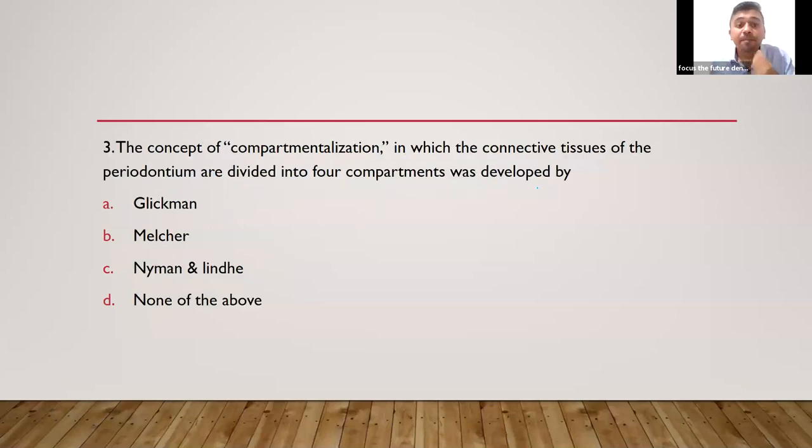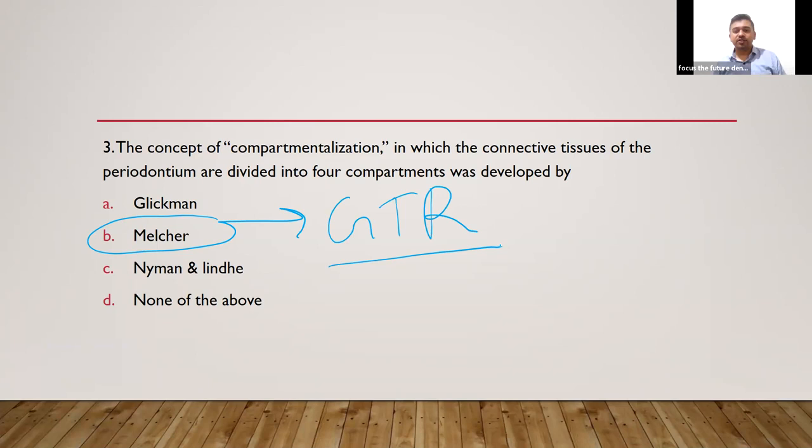Question number 3: the concept of compartmentalization, in which the connective tissues of the periodontium are divided into 4 compartments, was developed by... Yes, very good. It was developed by Melcher. Based on this concept, he started developing GTR. Okay.